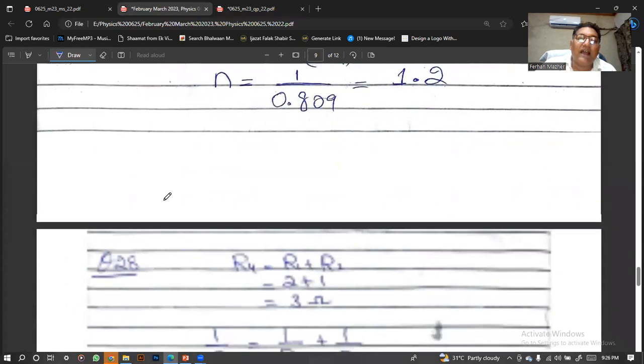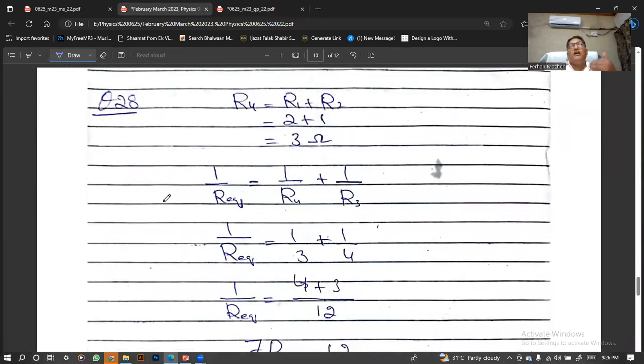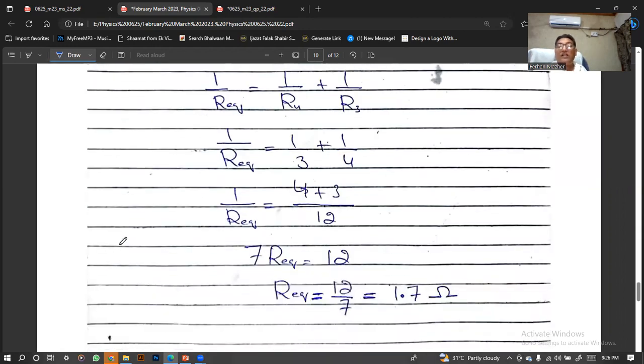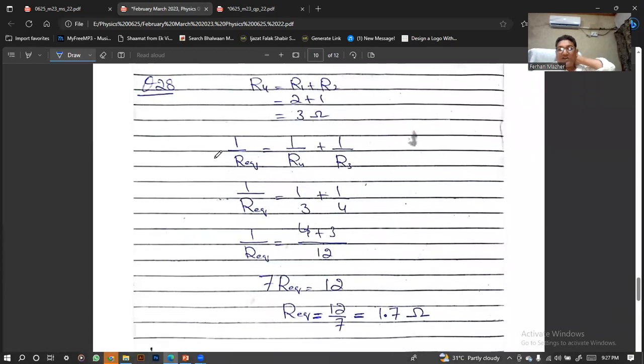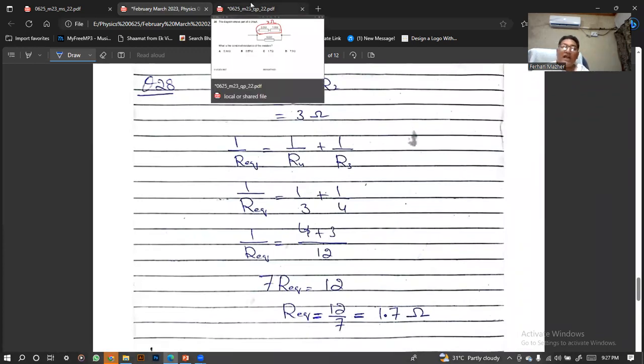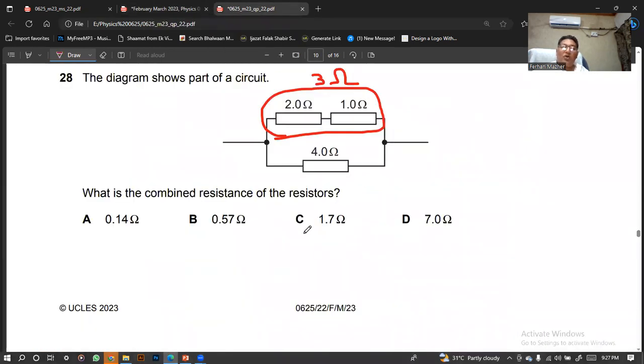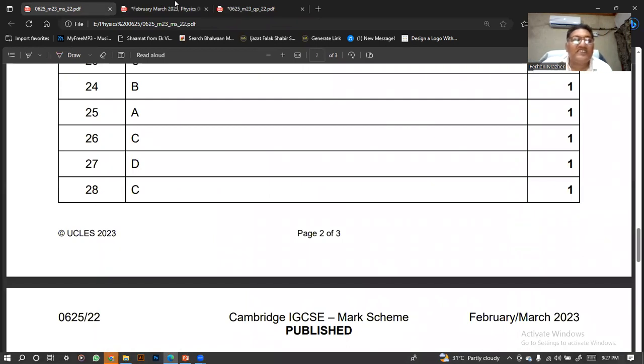The formula is 1 by R equals 1 by R1 plus 1 by R2. First I will find R4, that is R1 plus R2, 2 plus 1, that is 3 ohm. Then the 3 ohm and the 4 ohm are in parallel, so 1 by R equivalent equals 1 by R4 plus 1 by R3, which is 1 by 3 plus 1 by 4. So 1 by R equivalent equals (4 plus 3) divided by 12, and R equivalent will be 1.7 ohm for the whole circuit. So we think C is the right option. Question number 28, C is the right option, sir.